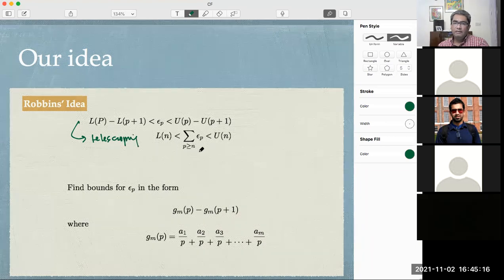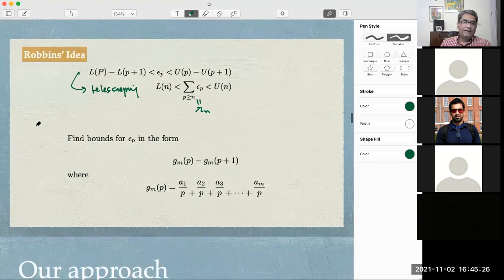And you get the upper bound, and this was Rn. So he's got the bounds by telescoping. Now, our idea in this paper is to find bounds in this form, but this GM function, which telescopes, is actually a continued fraction.